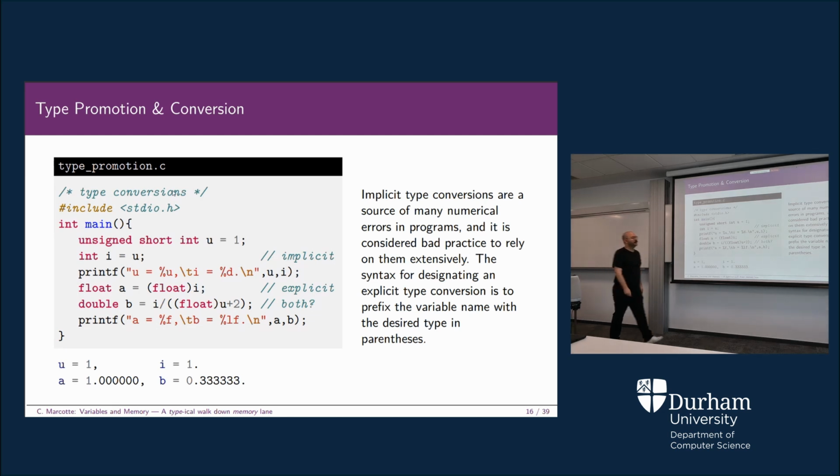A word of warning here. Implicit type conversions are a source of many numerical errors in programs. It is considered bad practice to rely on them, especially extensively. The syntax for designating an explicit type conversion is to prefix the variable name with the desired type in parentheses. Like here, we've done float in parentheses ahead of i. That's an explicit type conversion for the variable a. It is much better to do these things explicitly. Writing in C is hard enough. You should make your life a little bit easier by not relying on implicit things.